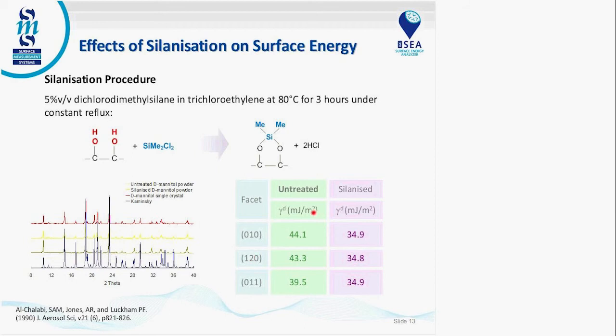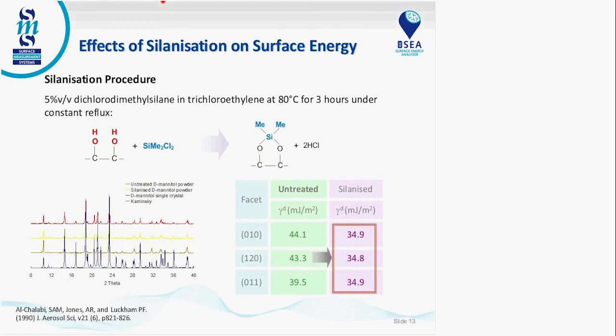For the untreated mannitol, you can see that the dispersive surface energy ranged from 44 on the 0-1-0 plane down to about 39 on the 0-1-1. This is of the raw macroscopic mannitol crystals. Then these crystals were silanized to methylate the surface, and we go from an energetically heterogeneous material to an energetically homogeneous material. You can see all of these are lower in surface energy, and they're all the same value, because now all surface groups have been methylated.